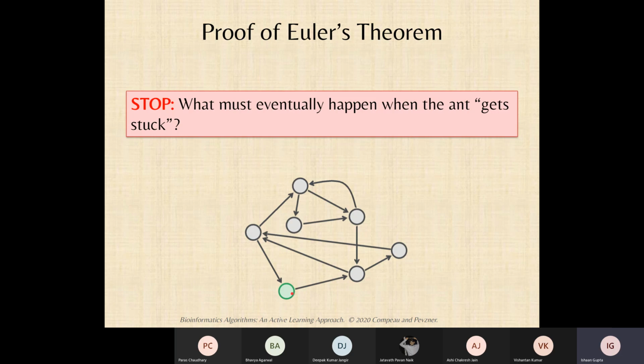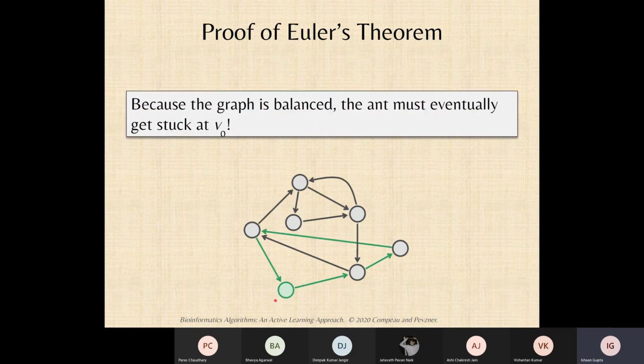Okay. So when the ant gets stuck, that is, when it reaches the same node, then you change randomly and place the ant somewhere else. I'll show you how it works. Let us say the ant started here, took this path, and came back to V0 again. Because the graph is balanced, it will eventually get stuck. So now what do you do? You place the ant somewhere else randomly, on some other node which still has in degrees and out degrees left, right? So let's say the ant was placed here.